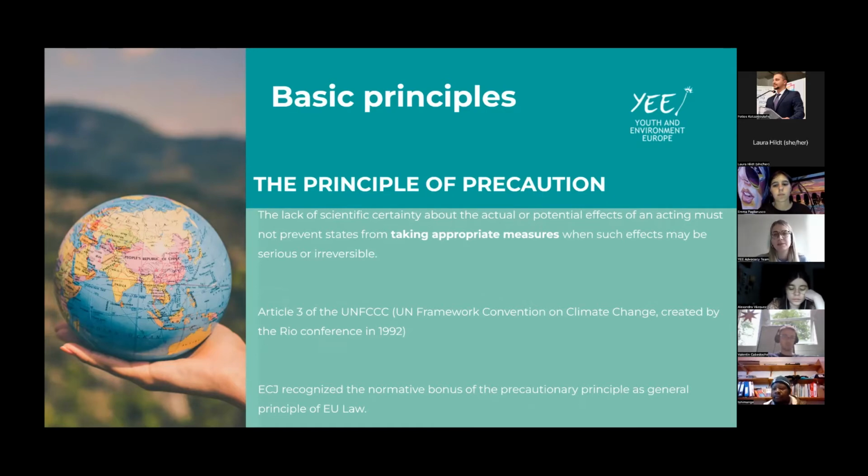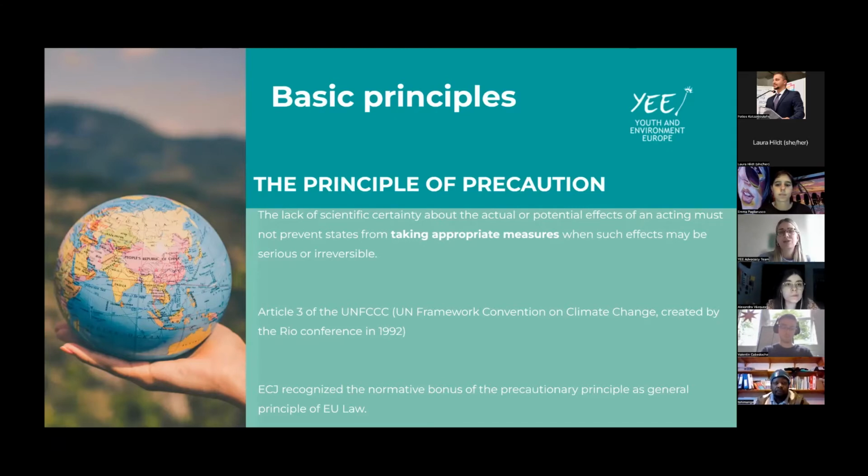Another principle is the principle of precaution, which means to take appropriate measures when effects that may be irreversible will be caused. And the important thing with this principle is that even if there is a lack of scientific certainty on the effects that an action can have, this shouldn't prevent the states from taking these measures. So states cannot claim, okay, I'm not aware that this might cause environmental damage, so I'm not going to do anything. So it limits the action of the states, and it doesn't give them a lot of space to justify their actions.